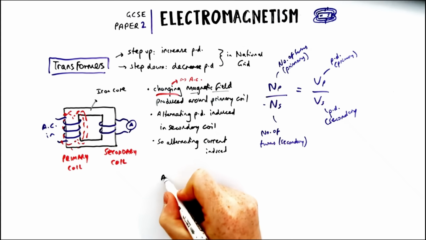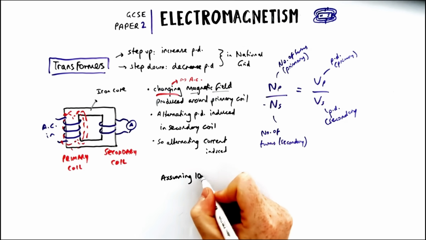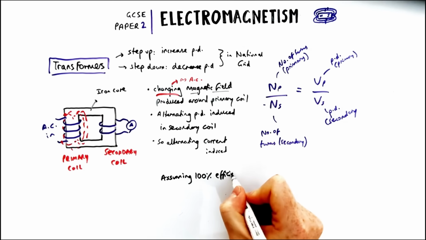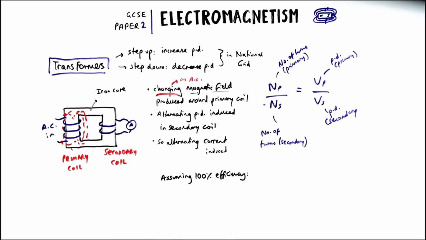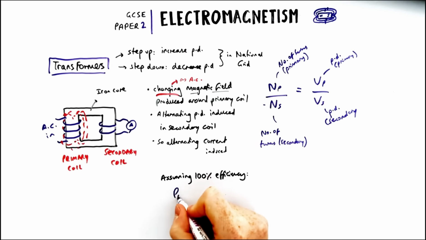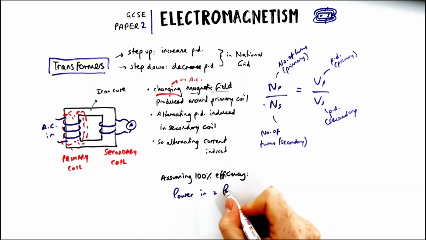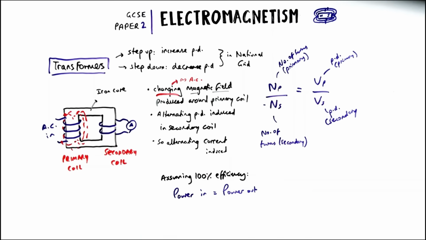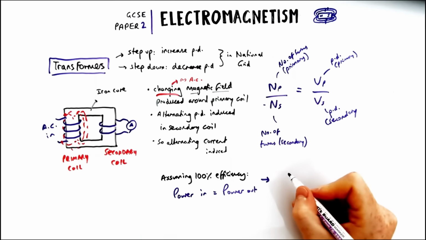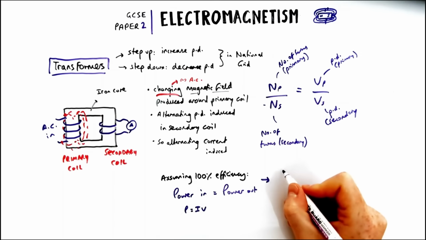The last equation to do with transformers is one that assumes that they are 100% efficient, which they're not, but it allows us to use this equation as an assumption. So if something's 100% efficient, it means that the amount of energy that goes into it is equal to the amount of energy that comes out, or the power in is equal to the power out. That's the energy per second.